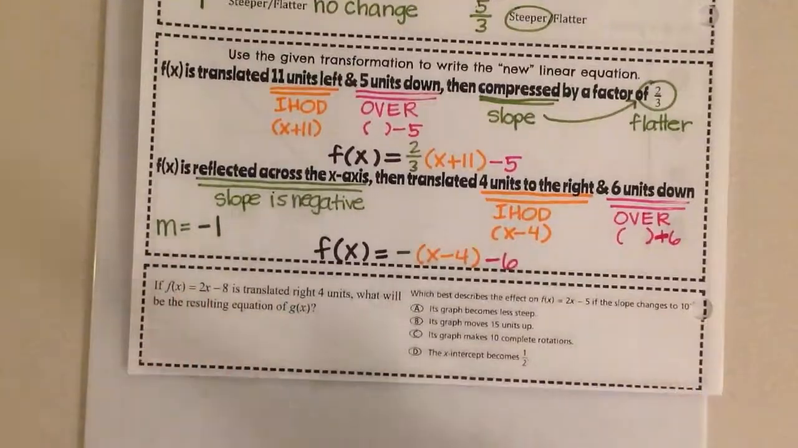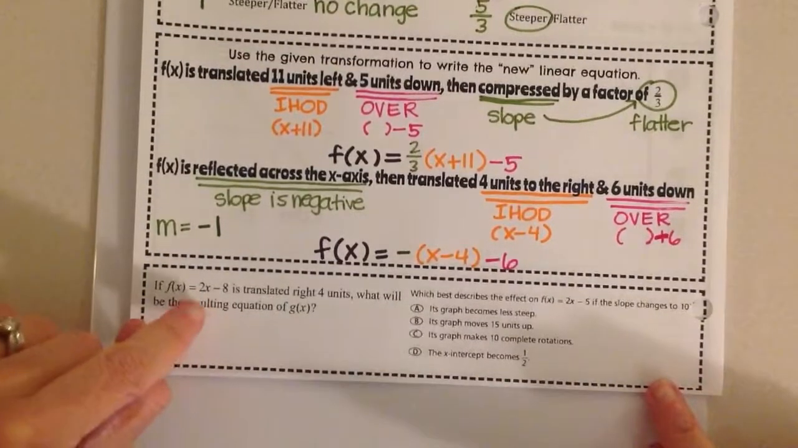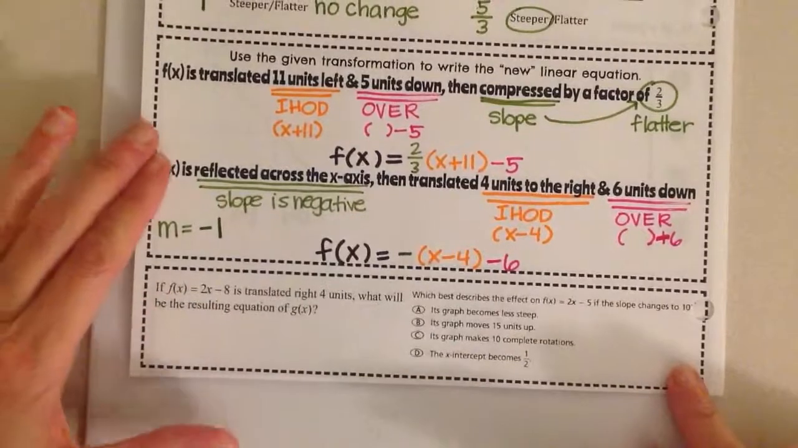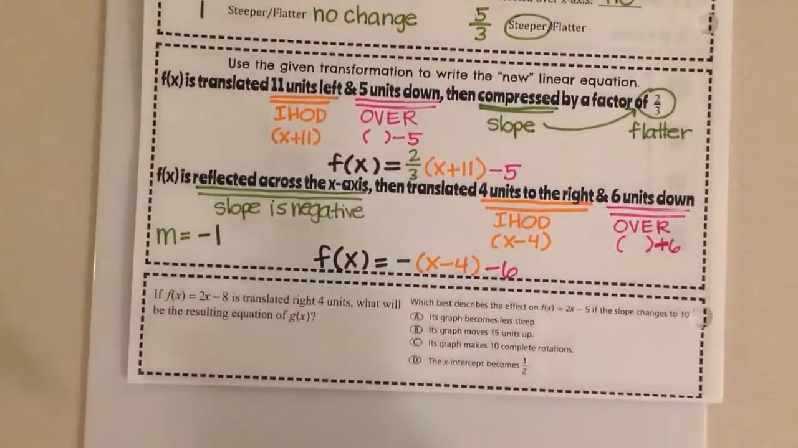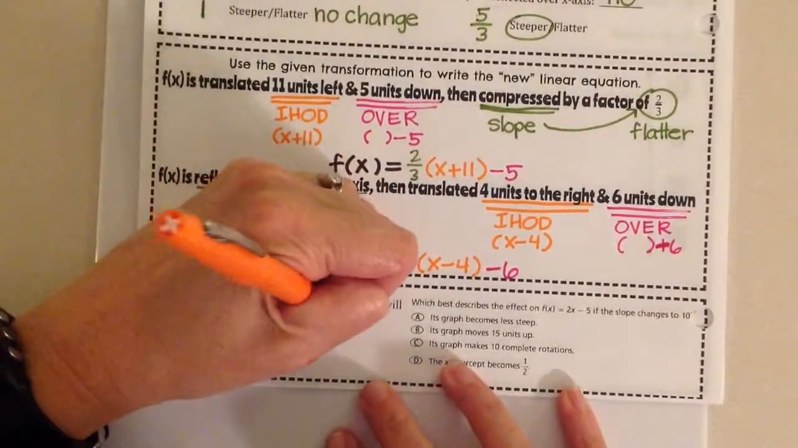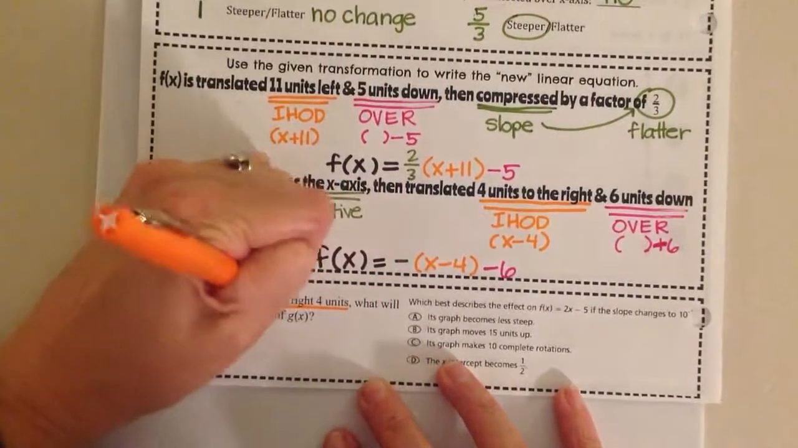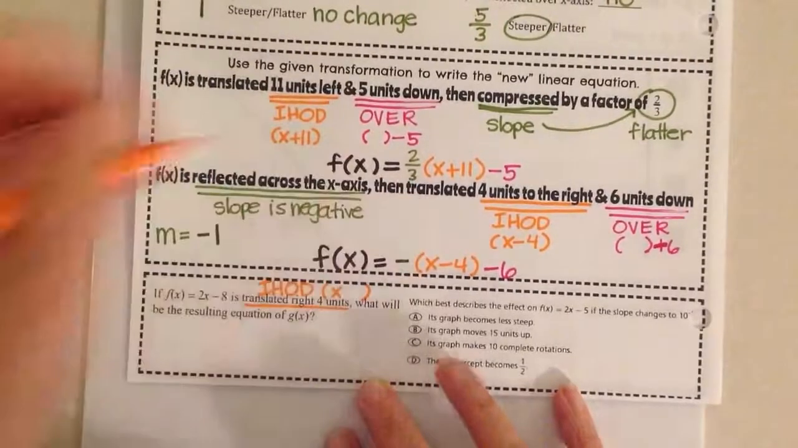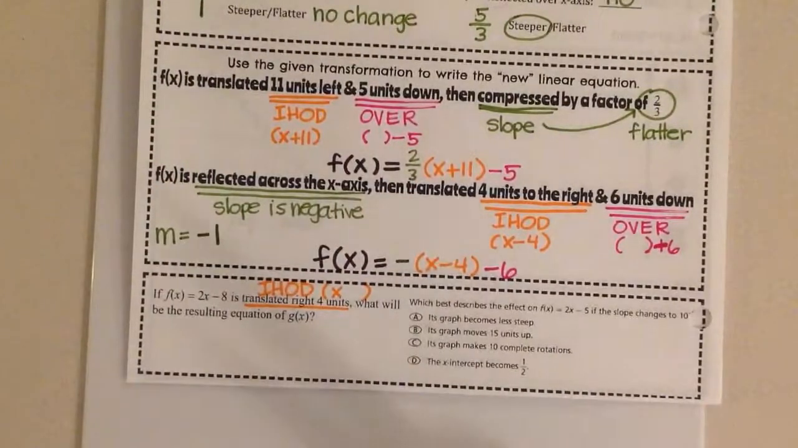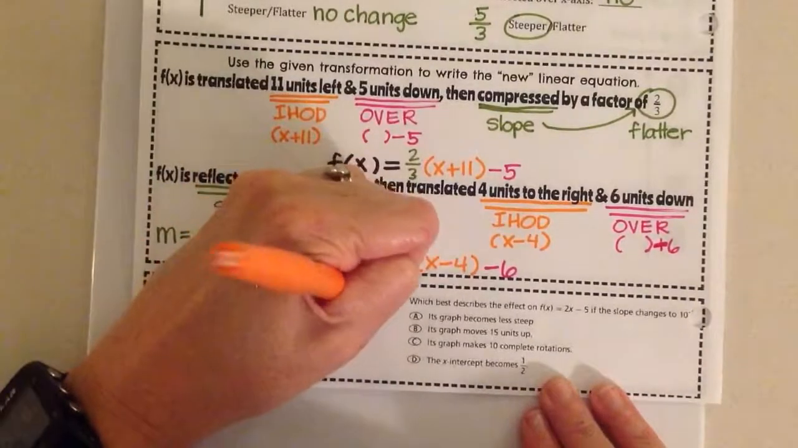All right, so here, if f of x equals 2 times the value of x minus 8 is translated 4 units up, what will be the resulting equation of g of x? Okay, so the only thing that's changing is that we are moving 4 units to the right, which is an IHOD, horizontal, which means it's going to be inside the parentheses. I just have to decide if it's minus 4 or plus 4. So it's going to do the opposite of what I think, and right makes me think plus, so I've got to do the opposite, so it's going to be minus 4.